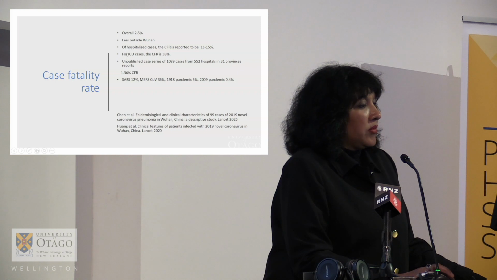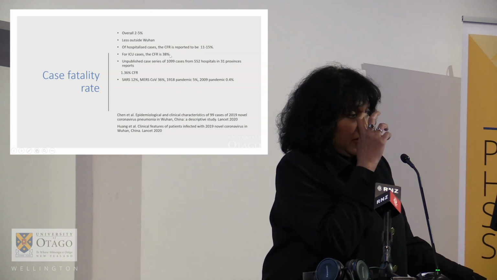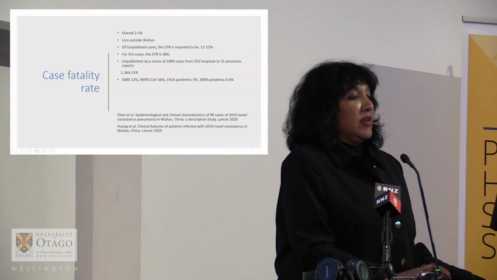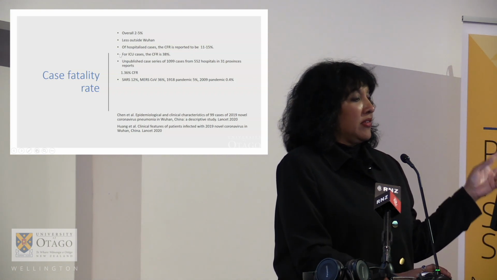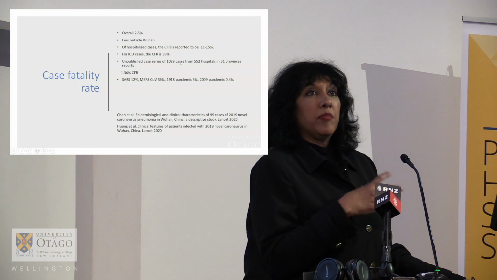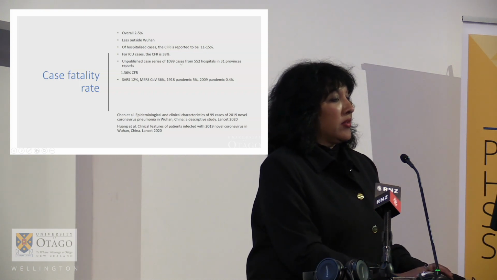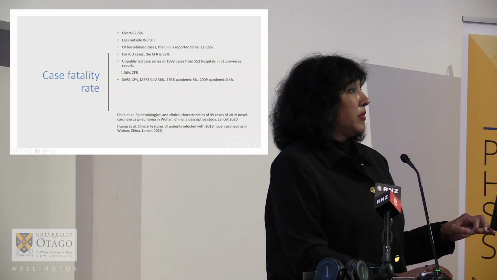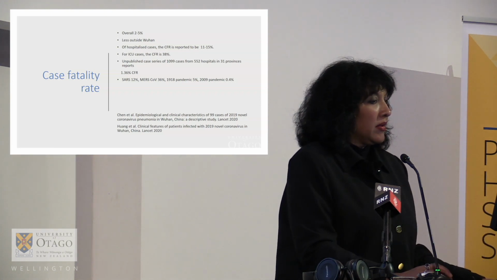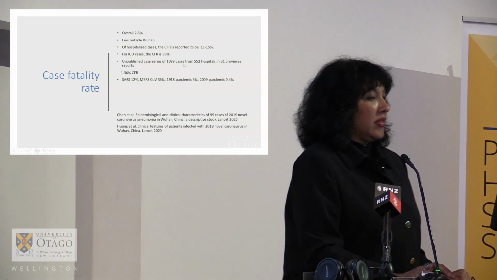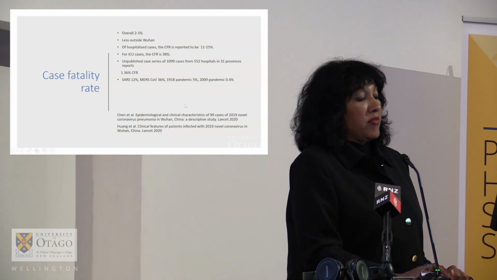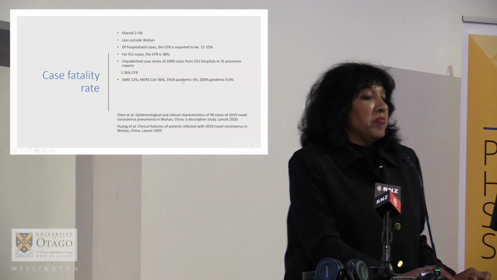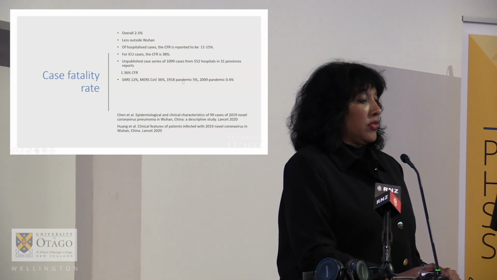For ICU cases, in one published study, the case fatality rate was 38%, and for hospitalised cases, 11 to 15%. There is an unpublished case series in one of these repositories for pre-publications of 1,099 cases. That's the biggest case series to date, from 552 hospitals in 32 provinces, and that reports a case fatality of 1.36%. So this might be closer to the mark. And as Nick has outlined, it's less than SARS and definitely less than MERS coronavirus, less than the 1918 pandemic, maybe somewhere between there and the 2009 pandemic.